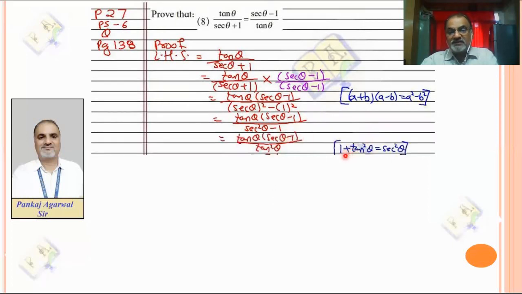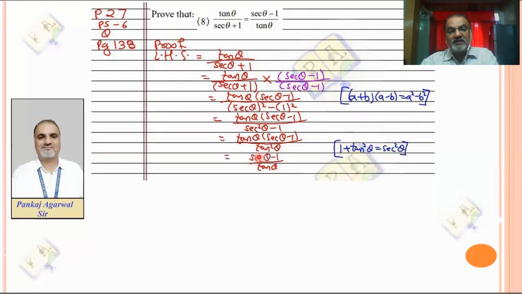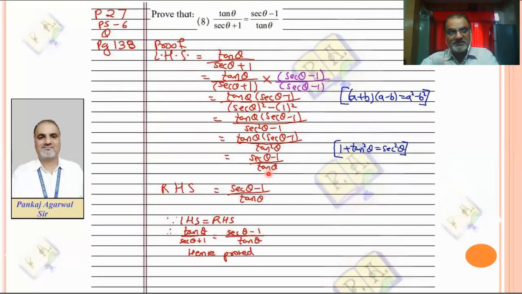1 plus tan square theta is equal to sec square theta. Therefore, what is sec square theta minus 1? Tan square theta. 1 tan theta and 1 tan theta will get cancelled. I got the answer: (sec theta minus 1) whole upon tan theta, which is same as RHS. Since LHS equals RHS, we can rewrite our final answer.